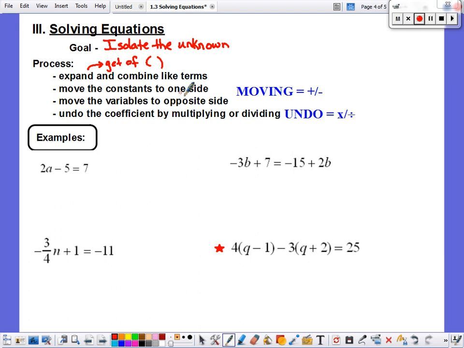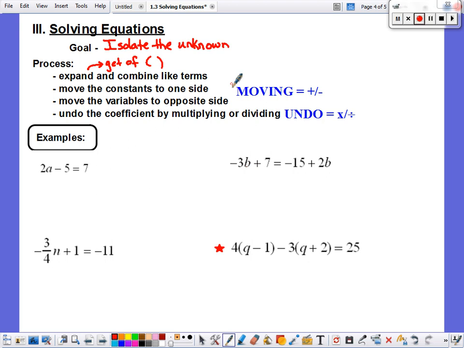Then we're going to move the constants to one side. It doesn't matter which ones you do first or second here, but you're going to be moving constants, put all the constants together. The constants are the values that don't have a variable attached to them. And then you're also going to move all the variables, which are usually the letters here, all on one side. So they're going to be opposite of each other. All the variables on one side, all the constants on the other.